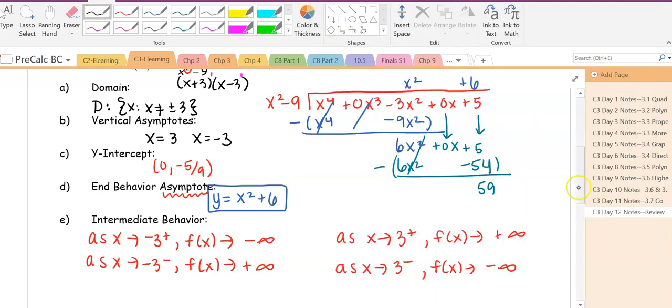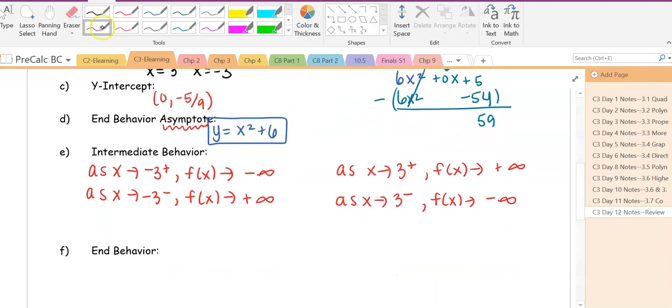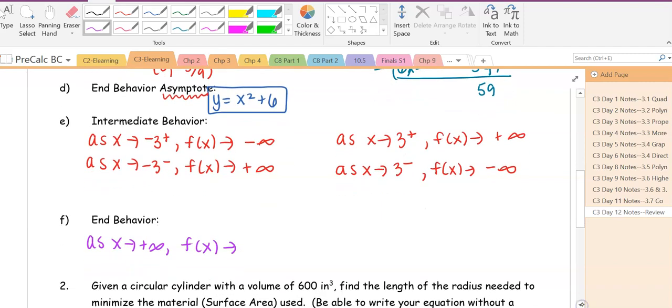So what you want to make sure you do here, and I have mentioned this before: as x approaches +infinity, f of x approaches... Your only options are a number, which is what happens when we have a horizontal asymptote, +infinity or -infinity. You don't want to say it approaches x² + 6. Do not do that. You need to say what it's actually doing. It's going up. And it's going up in both directions.